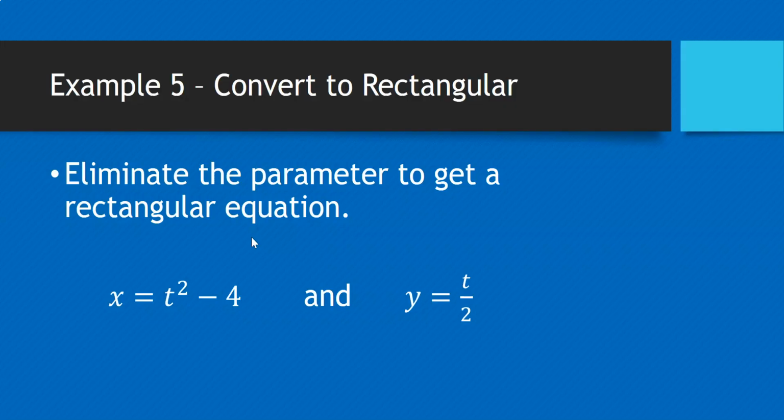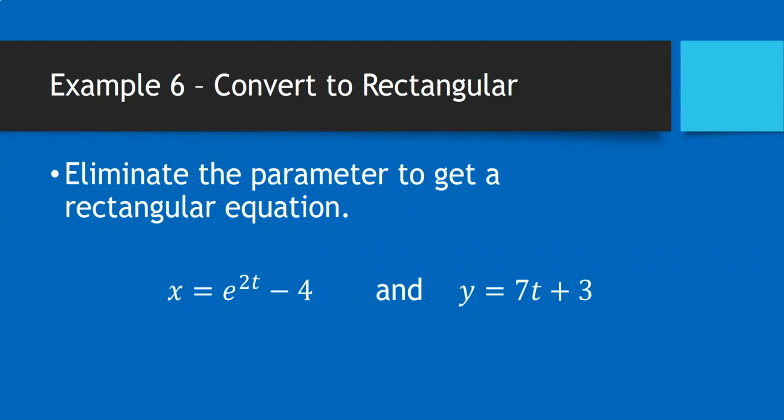So that direct substitution is going to be sort of the nicest way to do conversions. So I want you to try another problem and utilize direct substitution to eliminate the parameter and get a rectangular equation in this case. Push pause on the video and go ahead and do that.